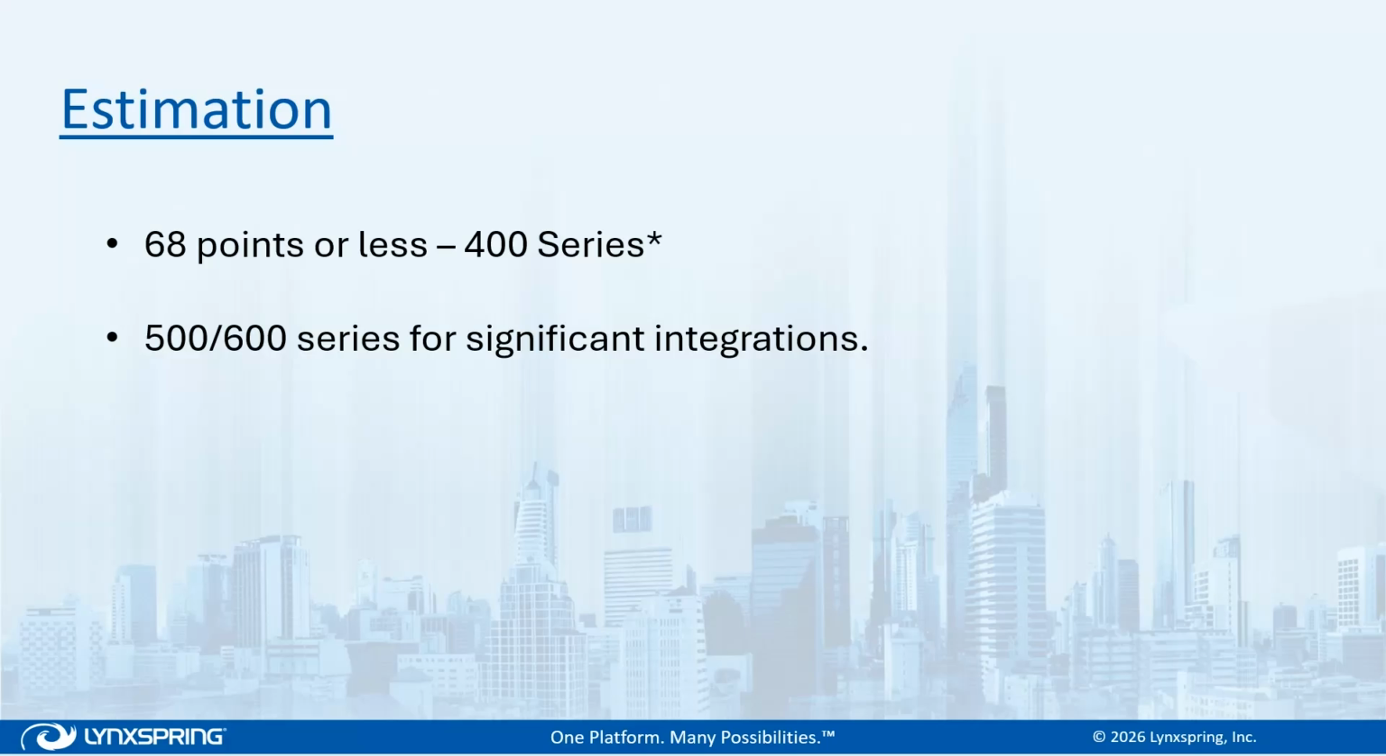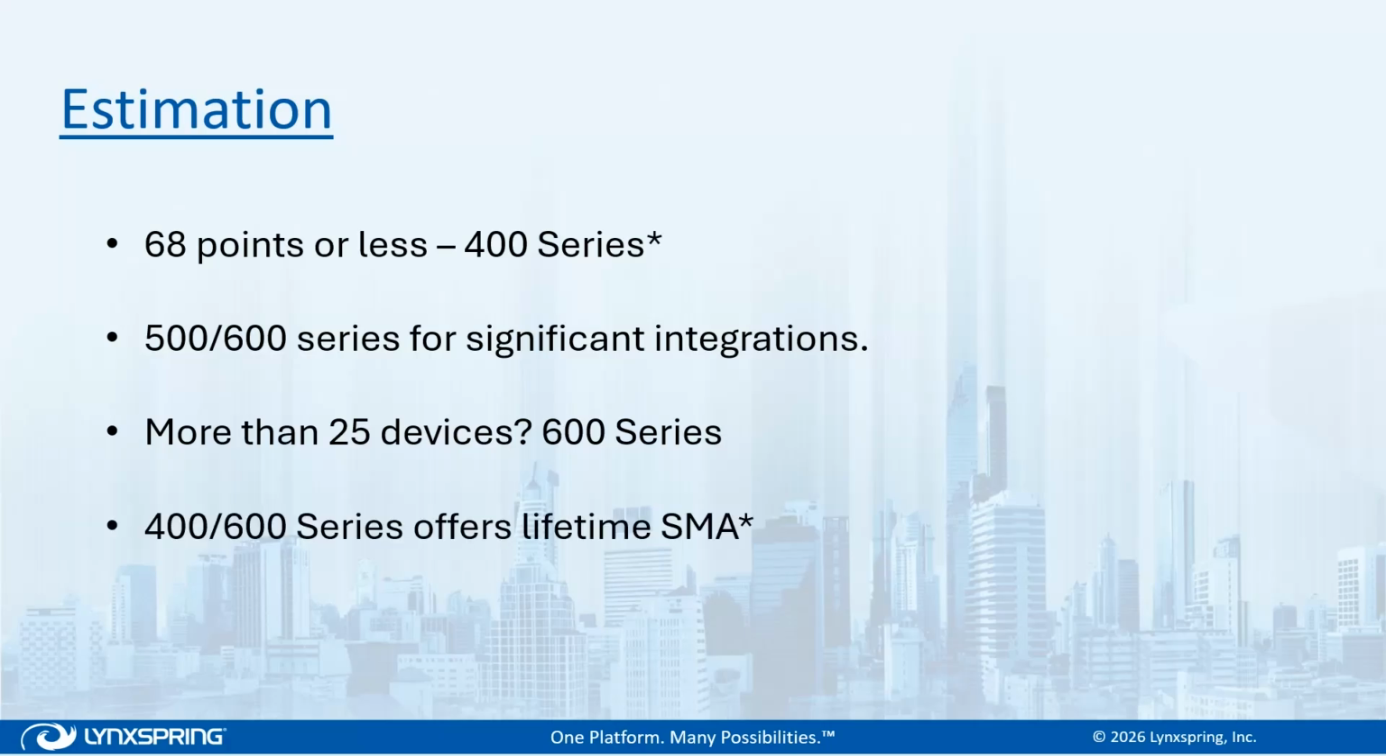Now, if you want to integrate more than 25 devices, let's say you have an air handler with VAVs, then you'll want to go with the 600 series of controllers, especially because you may want to keep that system all centralized. Also, one thing that we did not mention, but I do like to mention from time to time, is that the 600 series also offers a lifetime SMA.